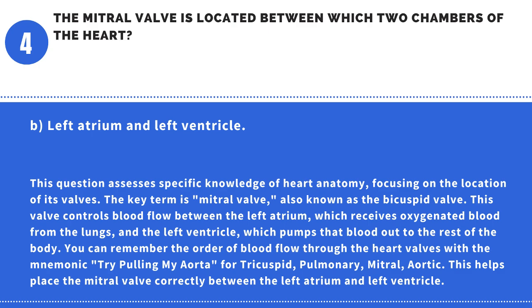You can remember the order of blood flow through the heart valves with the mnemonic: try pulling my aorta for tricuspid, pulmonary, mitral, aortic. This helps place the mitral valve correctly between the left atrium and left ventricle.